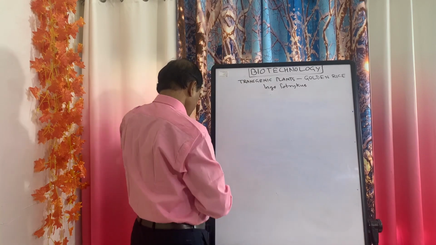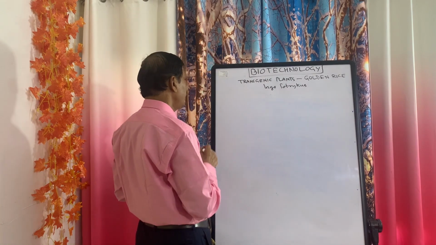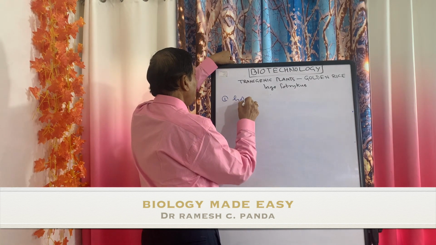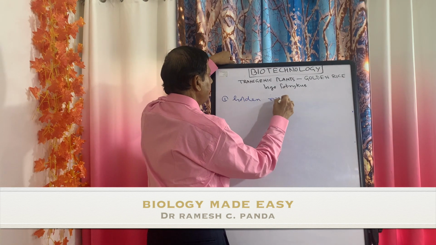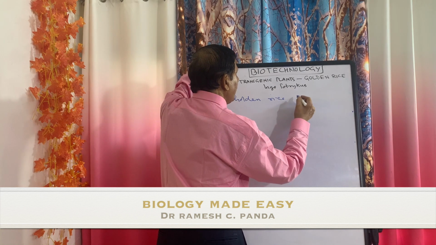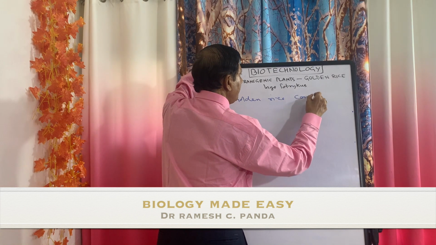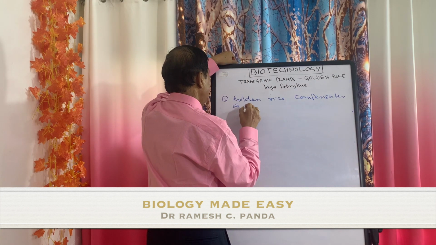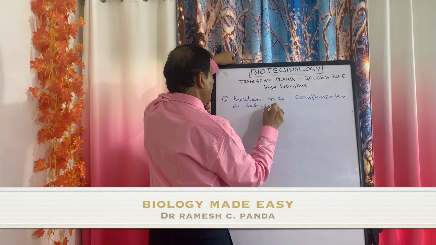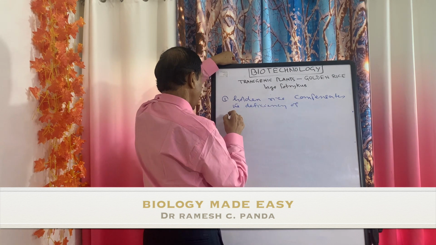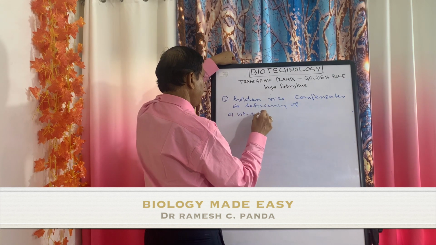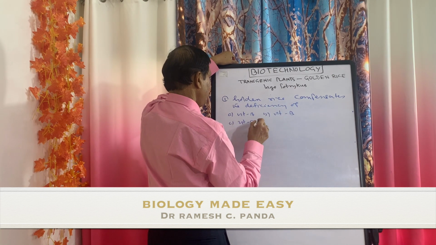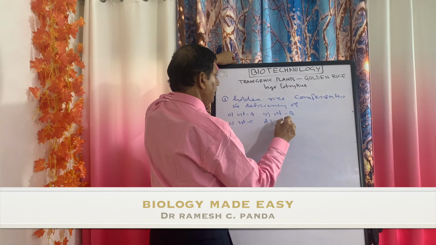Now, one of the questions you can write. Number one question you can write: golden rice compensates the deficiency of A choice vitamin A, B choice vitamin B, C choice vitamin C, and D choice vitamin D.